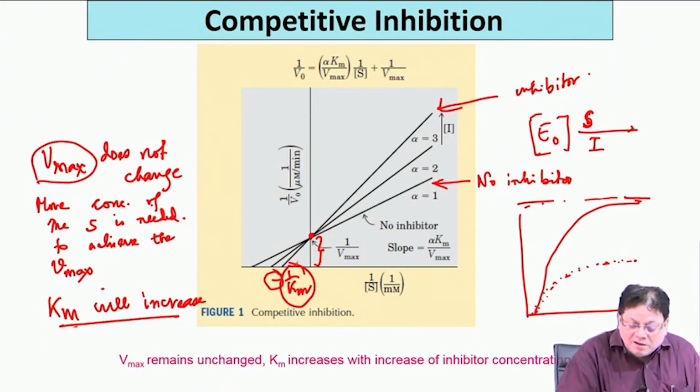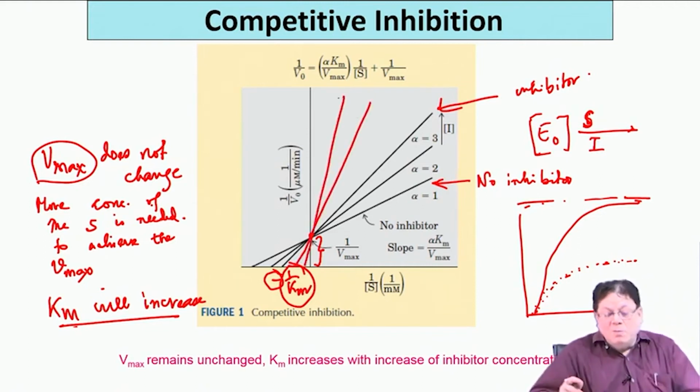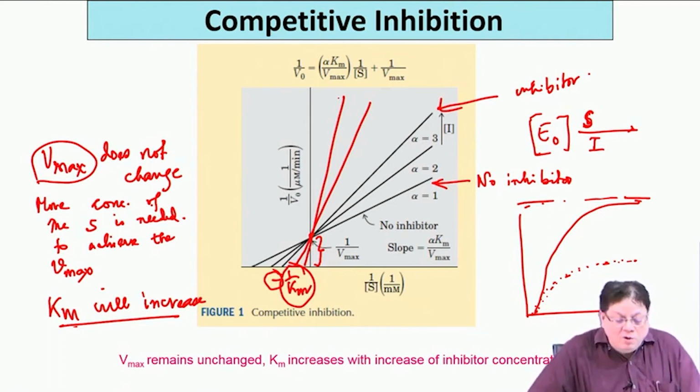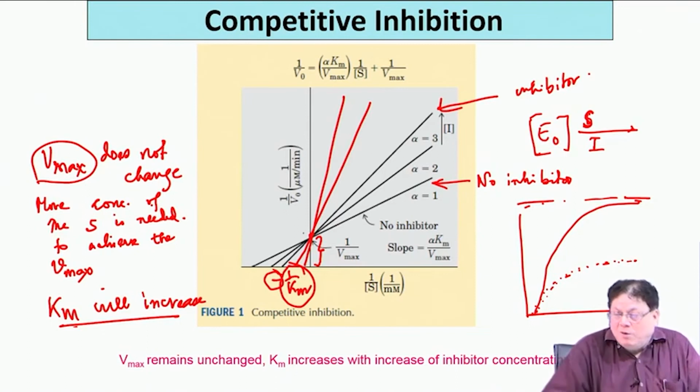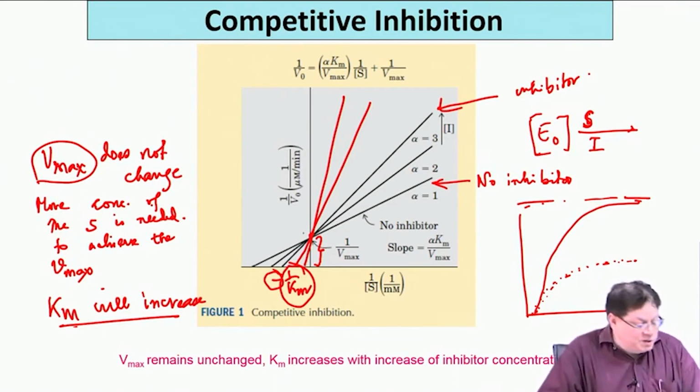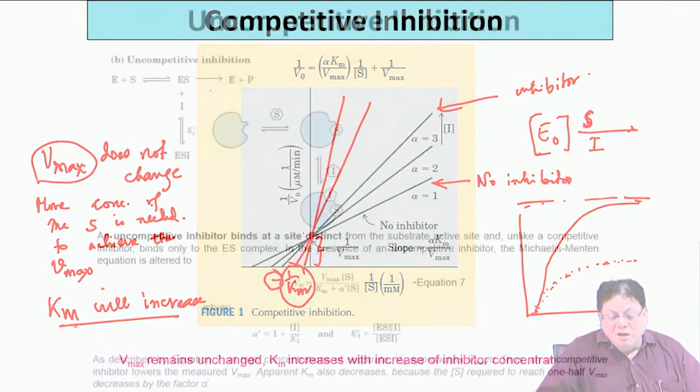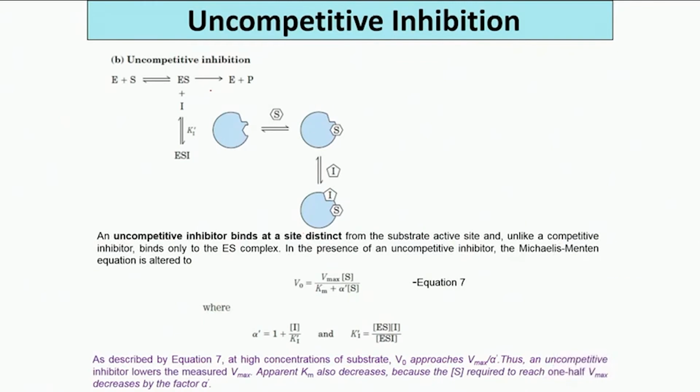As you increase the concentration of the inhibitor, you will get further lines like this. So, by doing this Lineweaver-Burk plot, you can actually determine whether this is a case of competitive inhibition or not. Okay. So, that is all about competitive inhibition. Now, let us come to uncompetitive inhibition. This also belongs to reversible inhibition.